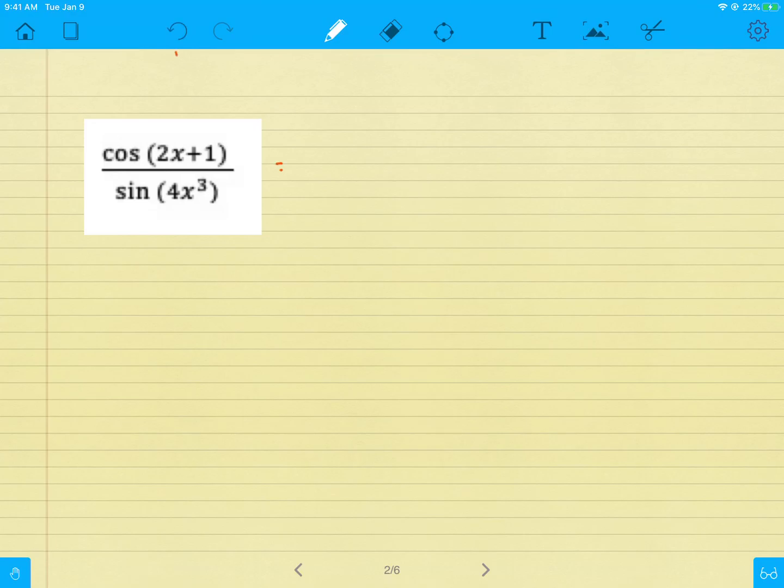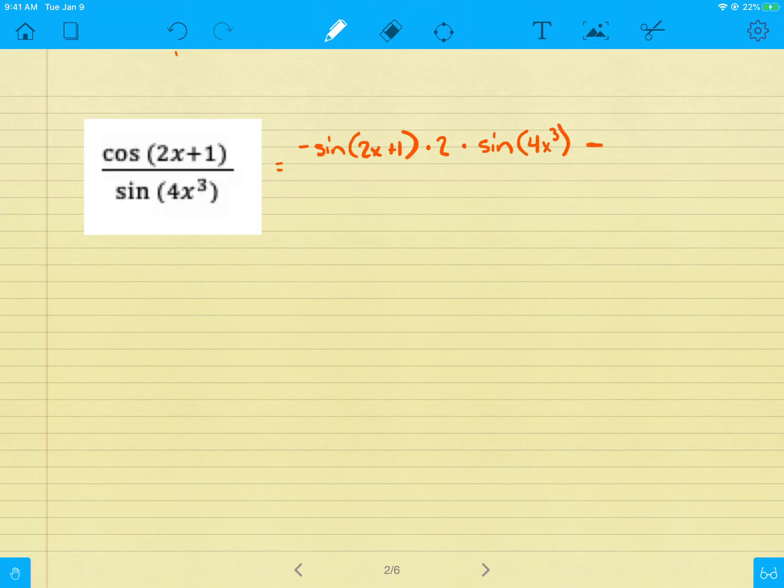So, derivative of the top. Well, derivative of cosine is negative sine of 2x plus 1. That's the derivative of cosine. Then we have to take it times the derivative of the inside. Well, the derivative of 2x plus 1 is just 2. That is the entire derivative of the top. Now, we have to take that times the bottom.